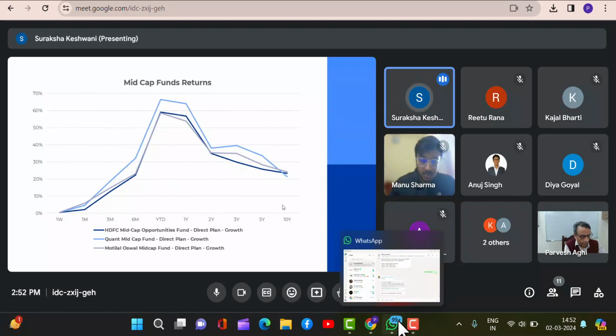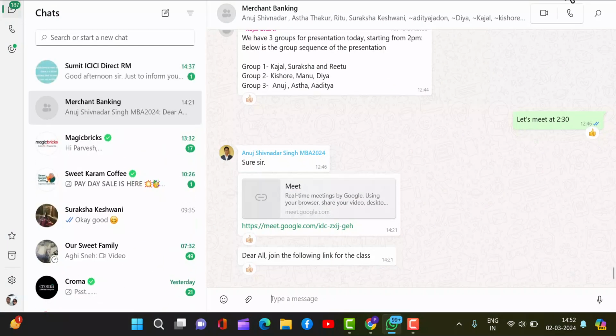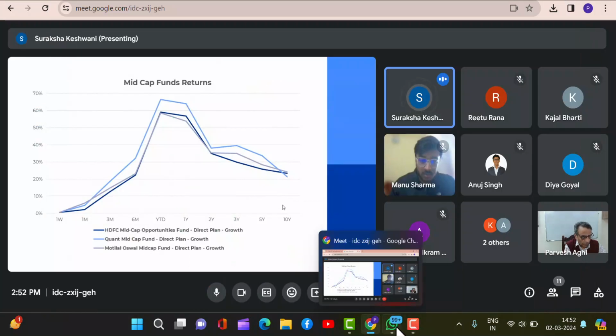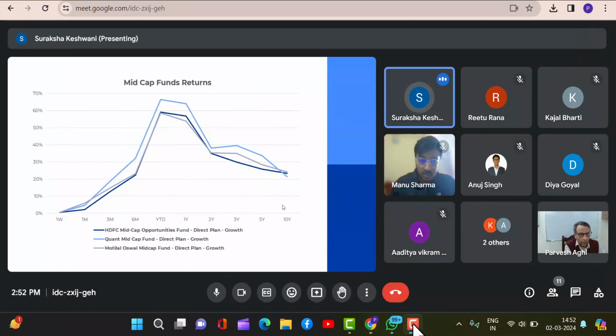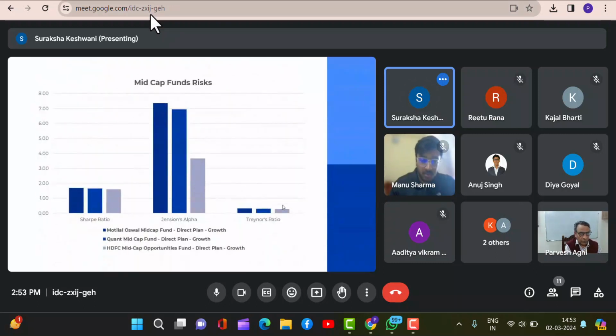And according to our analysis, there was a fourth option as well after HDFC, which was very close, which was Edelweiss Midcap, which is also close to HDFC Midcap only. These are the risks I've already talked about. These are the risk chart of mid-cap funds.